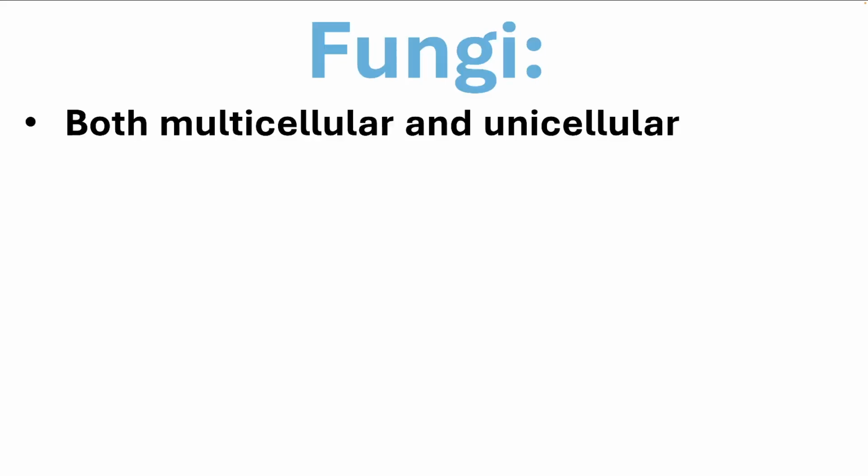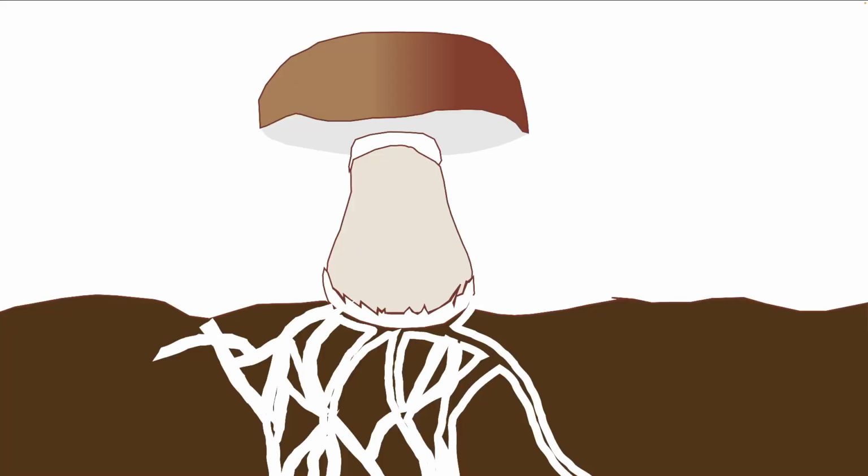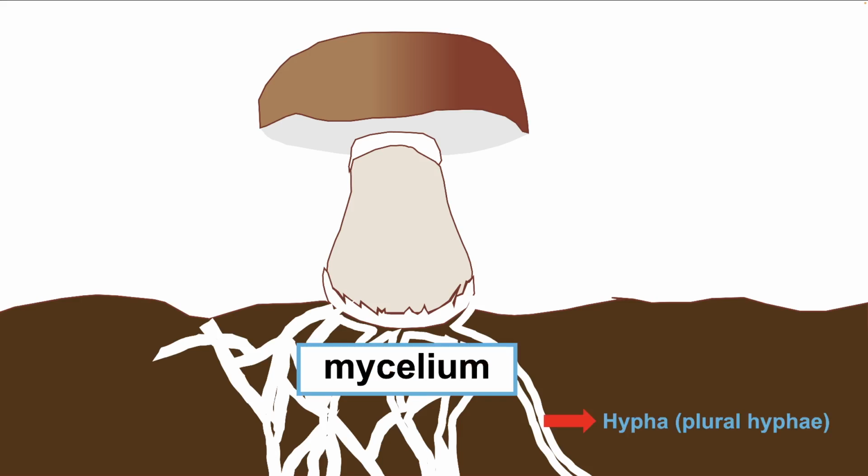Some fungi are unicellular, but most, except for a fungus called yeast, are multicellular. Now, we're about to get into some grade 9 level content here, so pay close attention. Let's take a look at the unique structure of a fungus. They have a body called a mycelium, which is made up of hyphae. These are thread-like structures that branch out and spread, often underground like you see in this example.